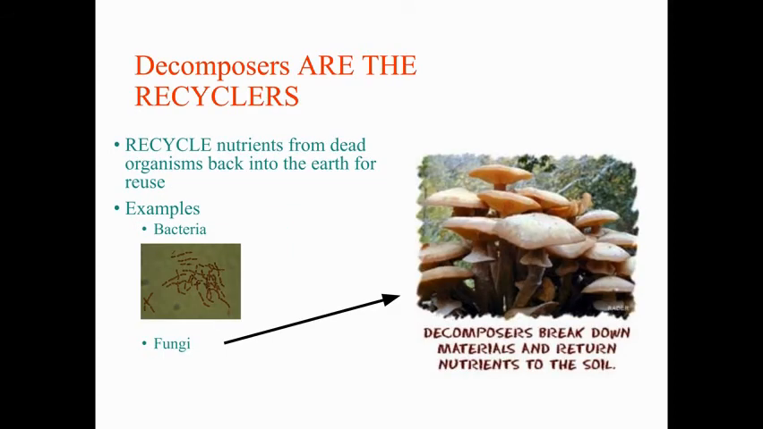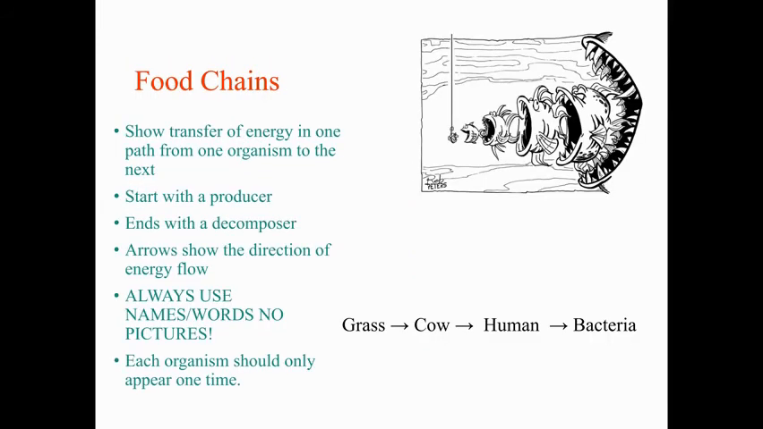The last group that I want to talk about are the decomposers, and these are the recyclers. These are really critical. They break down materials and return nutrients to the soil. So they're going to be the ones responsible for returning the nitrogen, hydrogen, oxygen, carbon back to the earth once an organism dies. The one thing that they don't recycle is energy. Everything else goes back to the earth except for the energy. And this would include bacteria and mushrooms.